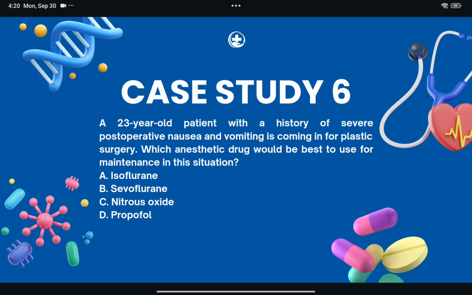A 23-year-old patient with a history of severe post-operative nausea and vomiting is coming in for plastic surgery. Which anesthetic drug would be best for maintenance in this situation? Among these, the correct option is propofol, because a propofol infusion would be the best with a history of post-operative nausea and vomiting. Propofol is the only anesthetic which has anti-emetic properties. Both fluorinated hydrocarbons, isoflurane and sevoflurane, and nitrous oxide are linked to nausea and vomiting during surgery. They do not treat it.